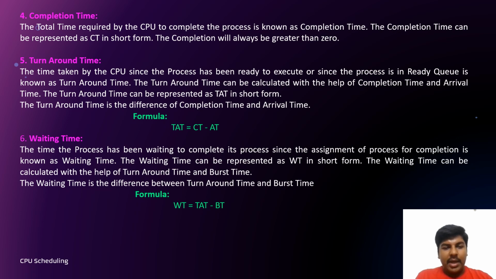Waiting time: the time the process has been waiting to complete its process since the assignment of the process for completion is known as waiting time. The waiting time can be represented as WT in short form. The waiting time can be calculated with the help of turnaround time and burst time. The waiting time is the difference between turnaround time and burst time, and the formula is WT equals TAT minus BT. TAT is the turnaround time and BT is the burst time.